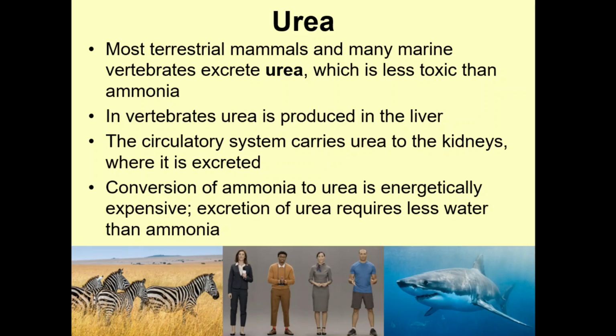So the benefit of urea is it's less toxic, so we can store it. Also, the benefit is that we need less water than if we were using ammonia as a waste product. The main downside to urea is that it's energetically expensive to produce, and it also does still need some water for us to use urea as a waste product.